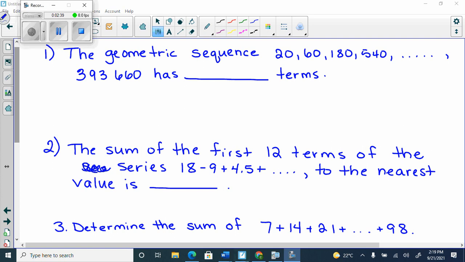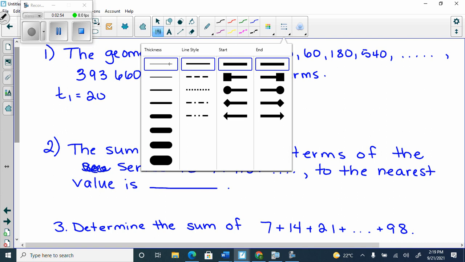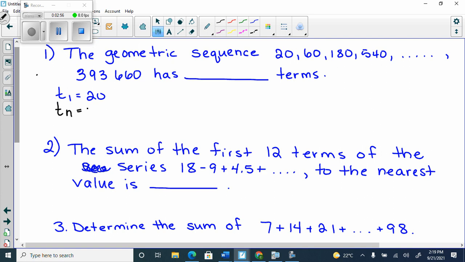So the first one says the geometric sequence. I told you it's geometric. I didn't actually have to though, because you could have tested for R or D, right? So we know that T1 is 20. We know that Tn is 393,660. We know R should be 60 divided by 20 or 180 divided by 60, which is 3.